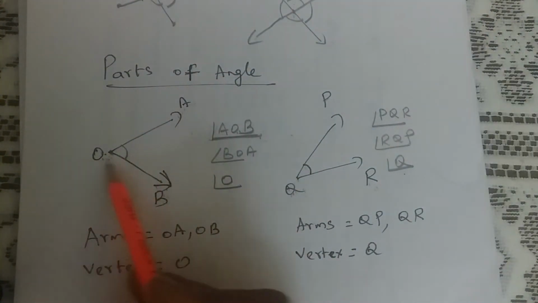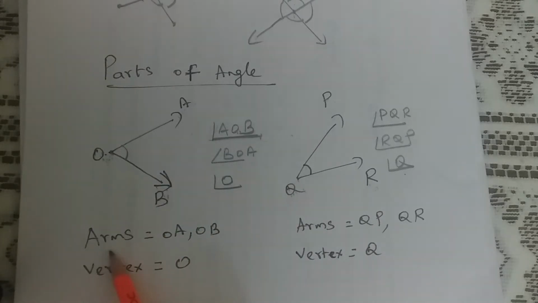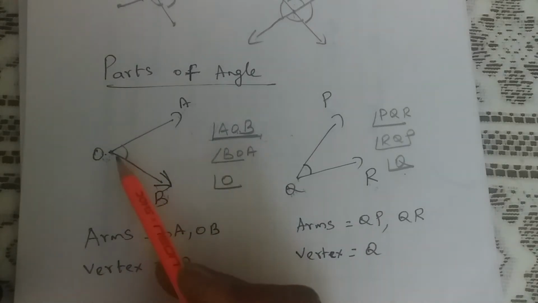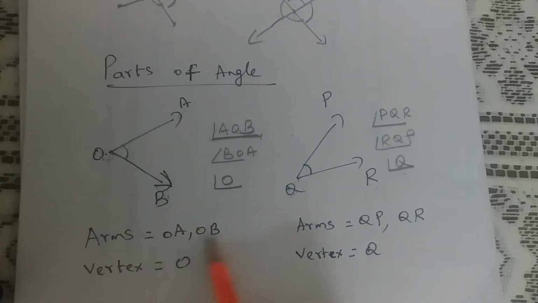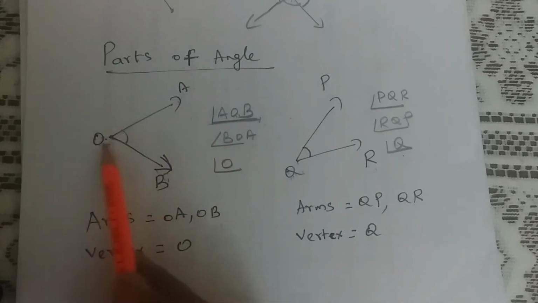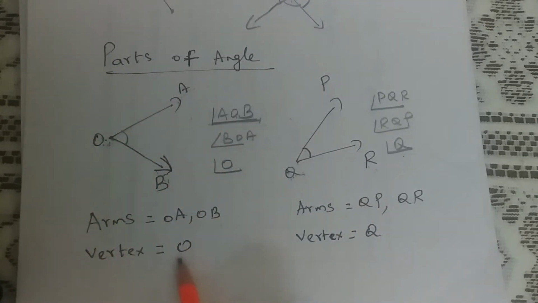So for the first angle, the arms are OA and OB. These are the two arms, OA, OB. And the vertex is the point where the angle is formed. O is called the vertex.